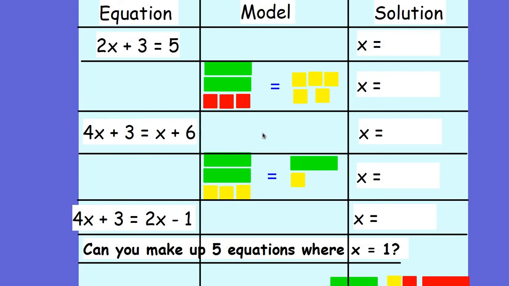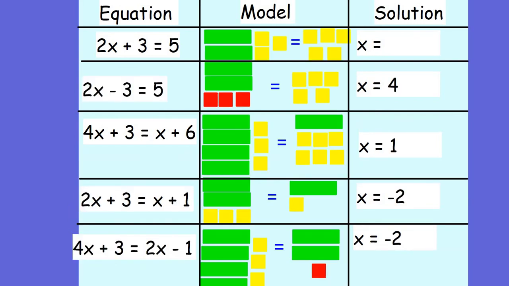For the third one I've given you the equation but not the model or the solution. For the fourth one, I've given you the model but not the equation. Can you work backwards? And for the last one, I've given you the equation. Can you model it and find me the solution? If you finish all of those, can you make up 5 equations of your own where the solution is x is 1? Please pause the video if you have time and spend 5 minutes on this now, please.